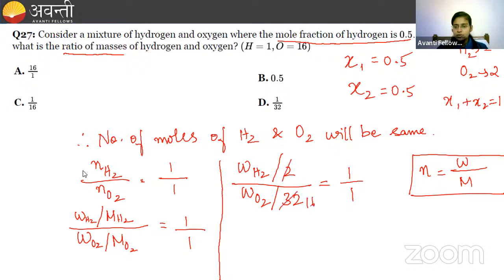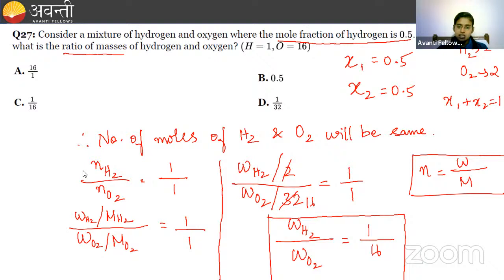So the ratio of masses of hydrogen and oxygen is equal to 1 by 16. So the ratio is coming out to be 1 by 16. So option C is the correct answer for this question. So very easy. If the mole fractions are equal, the number of moles will also be equal. And from the number of moles formula, we have the ratio of their masses.